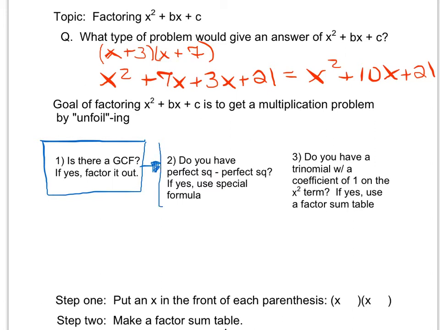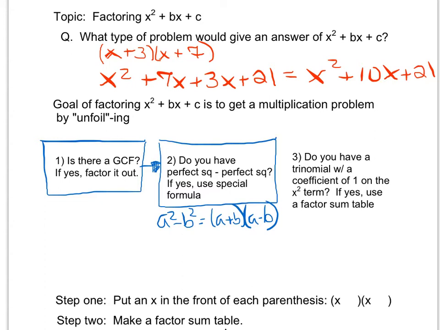So after I factor out a GCF, or if I can't factor out a GCF, I'm going to jump to step 2 and I'm going to ask myself, do you have a perfect square minus a perfect square? If yes, you should use a special formula. Remember that special formula was that a squared minus b squared factors to be a plus b times a minus b.